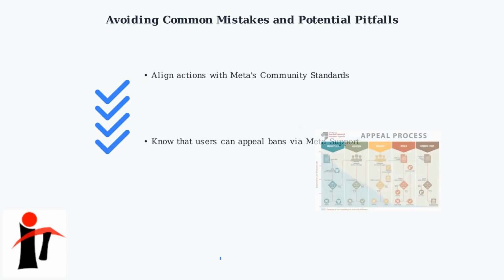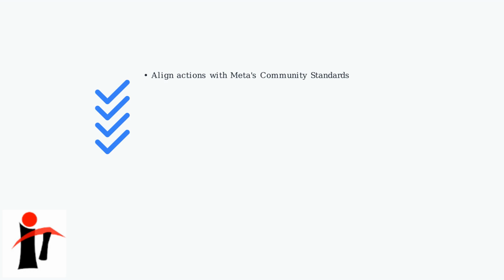Finally, be aware that banned users can appeal through Meta support. While successful appeals are rare for justified bans, this process ensures fairness. This flowchart shows a general appeal process with stages like filing and review. By following these practices, you can maintain a healthy group environment while minimizing risks and ensuring compliance.